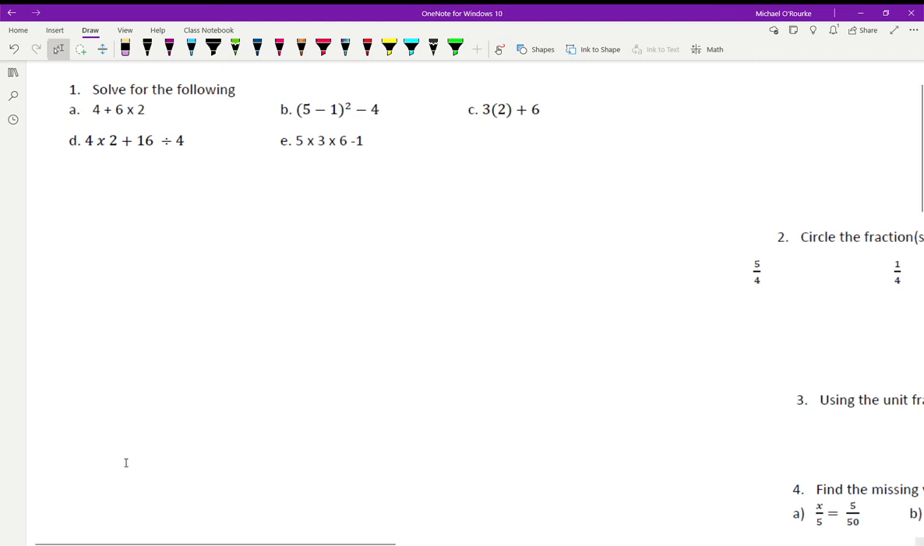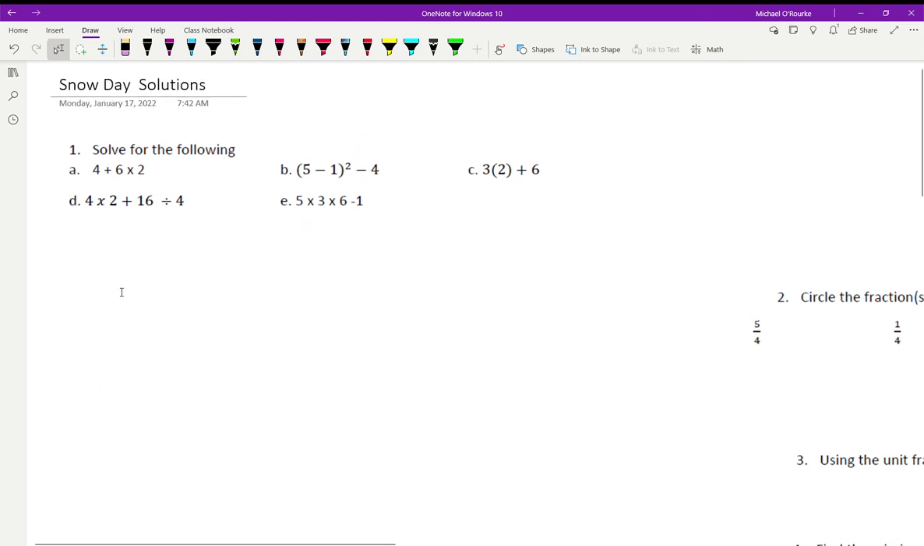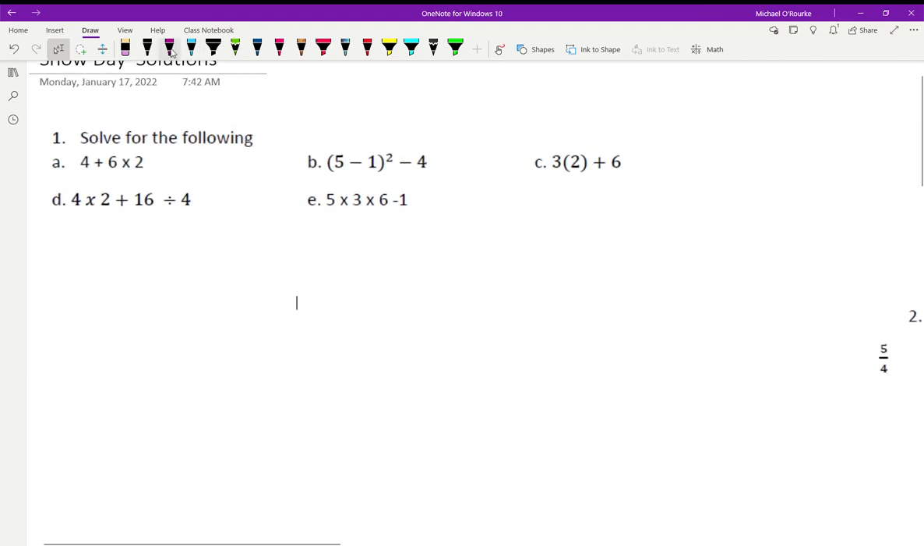All right, here's a quick review for whatever it is, numbers, use of numbers. Okay, so I'll run through this stuff for you.